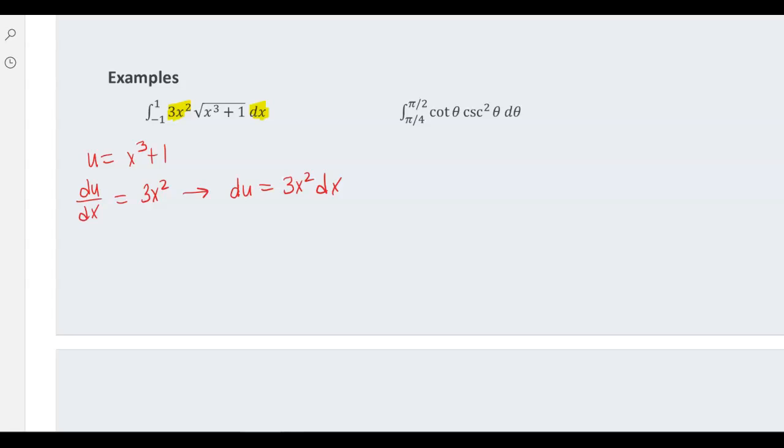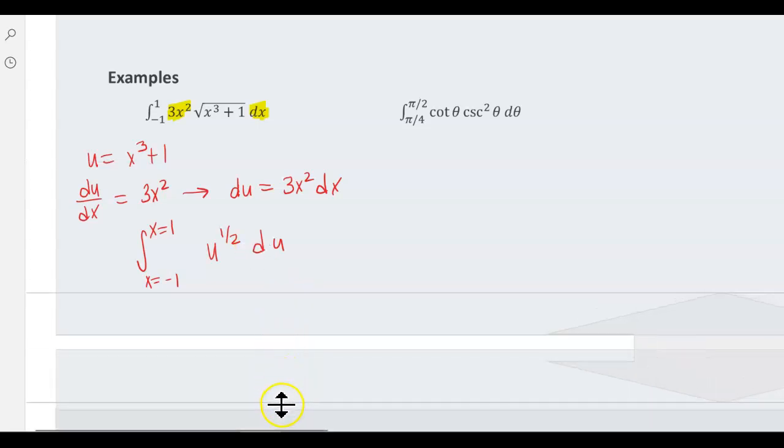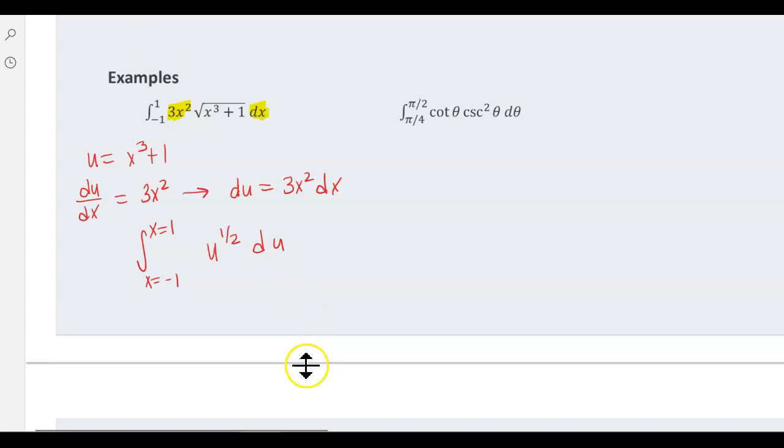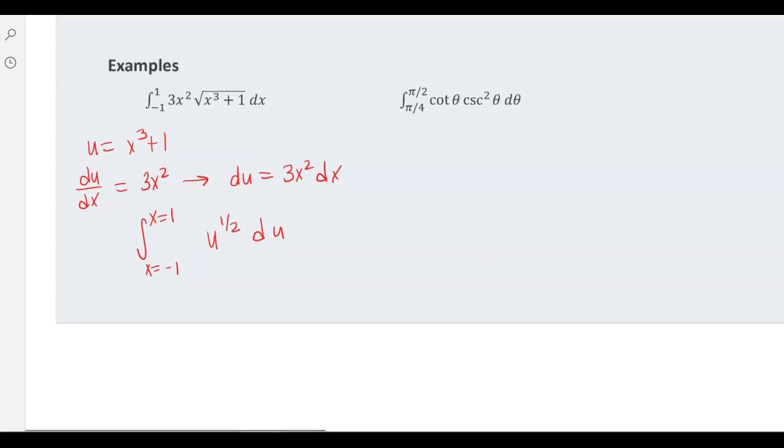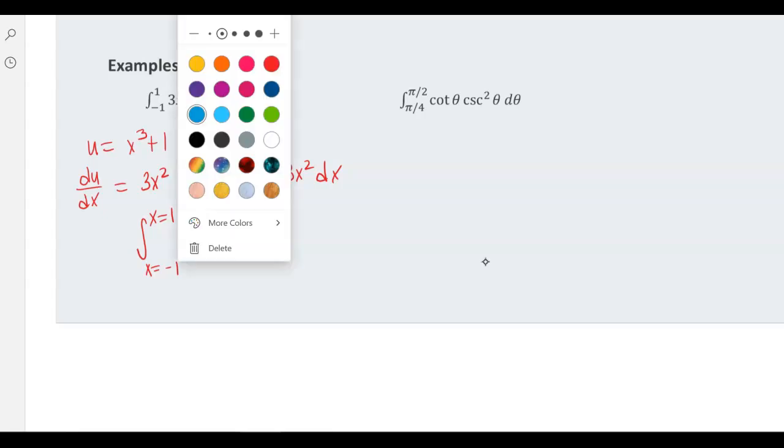So I can rewrite this integral to be, I'm going to write this as x equals -1, x equals 1, and I have u to the 1/2 power du. The reason that I wrote x equals is because I haven't made the variable substitution yet in the bounds, the upper and lower bound. The original integral was written in terms of x, and so those lower and upper bounds are in terms of x. To make a change in the bounds, we're going to use the original substitution that we had back up here.